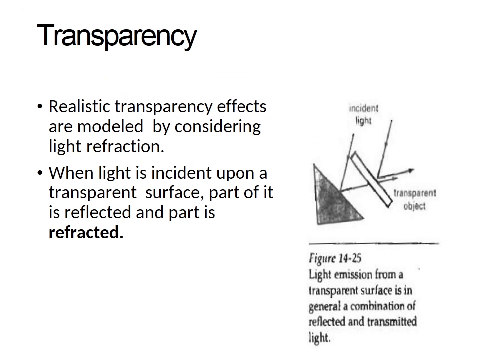So what is transparency? Light emission from a transparent surface is in general a combination of reflected and transmitted light. Here in this figure we have incident light and the transparent object. Realistic transparency effects are modeled by considering light refraction. When light is incident upon a transparent surface, part of it is reflected and part is refracted.